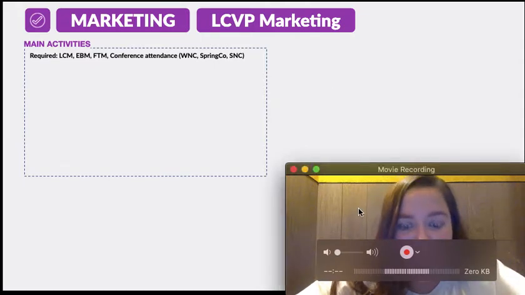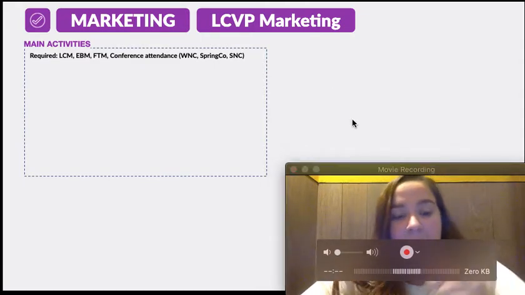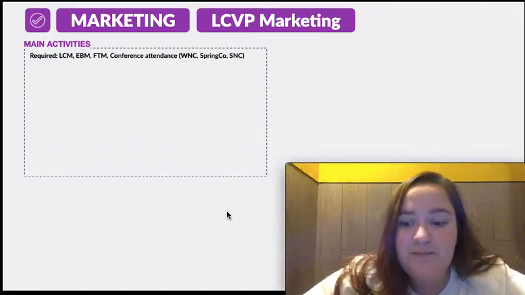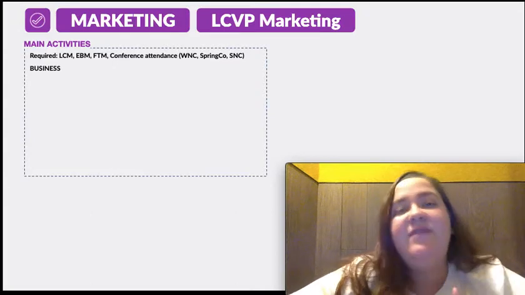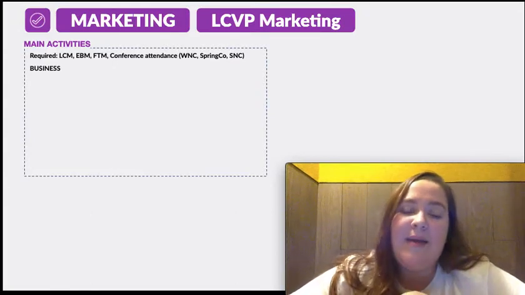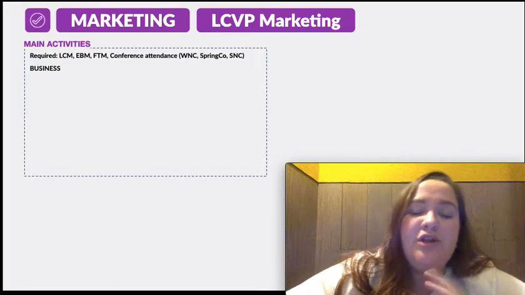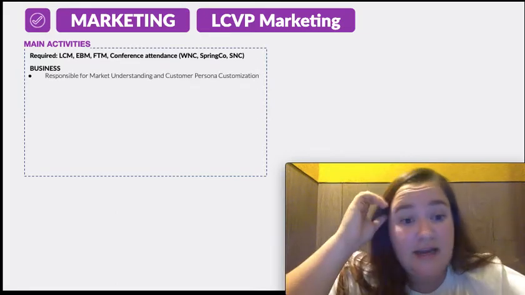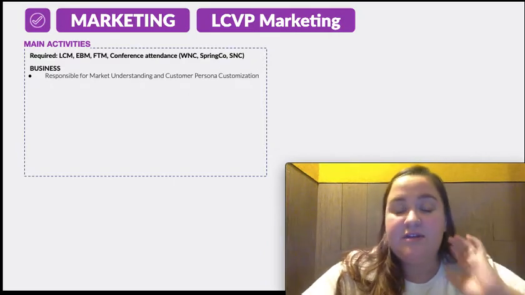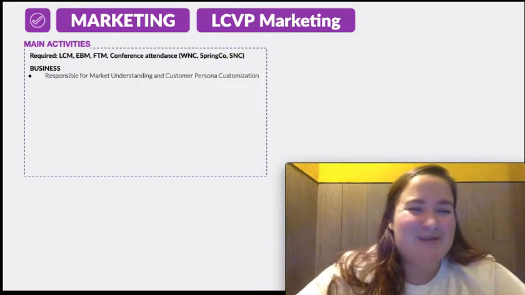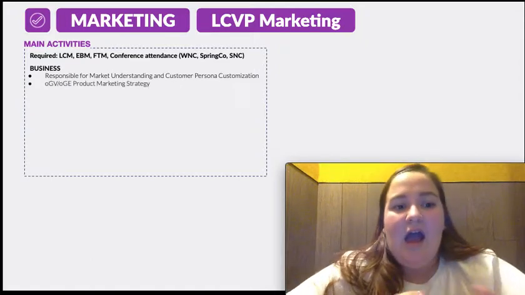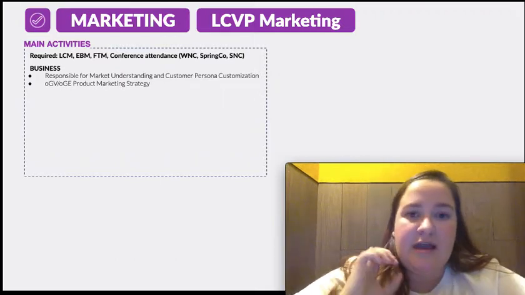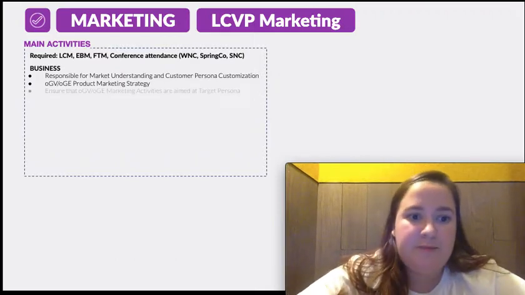The first thing I want you to know is that I'm going to be going through the 3 parts of your JD. So the first is business, and think of anything physical, which involves a lot of activities, and also the pre-attraction phase, which is research. First, responsible for market understanding and customer persona customization. So this is you doing the research and doing the tool that you are going to be working on before WNC. OGV and OGE product marketing strategy, which means you have a separate strategy for OGV and OGE and how you're going to market that product.